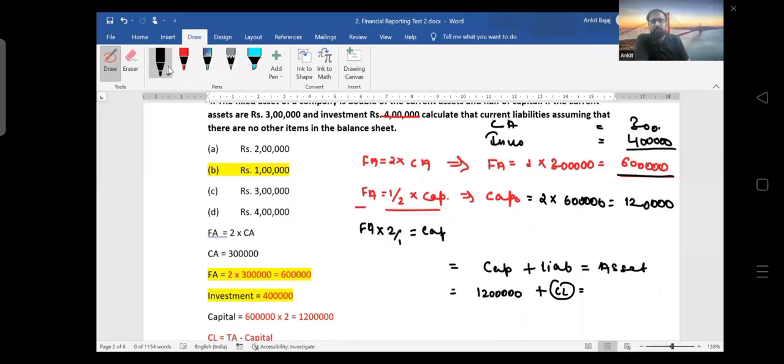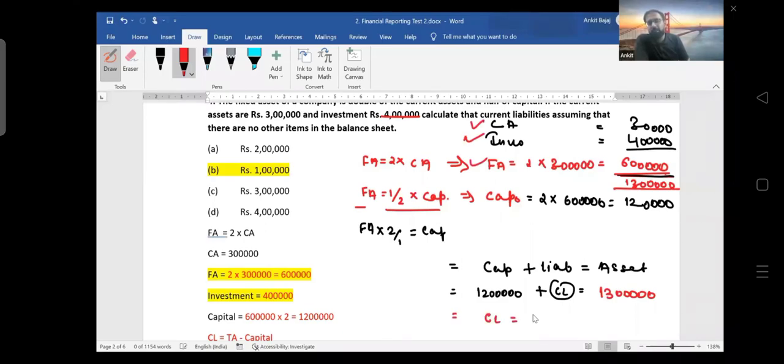So what is going to be the total value of asset? Total value of asset is going to be 13 lakh rupees, right? So here total value of asset is 13 lakh rupees, which includes current assets, investment, and fixed assets, right? So the balancing figure obviously is going to be the current liability.